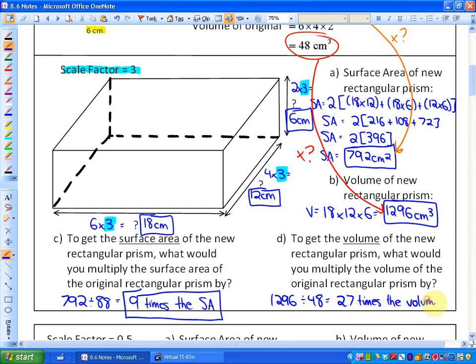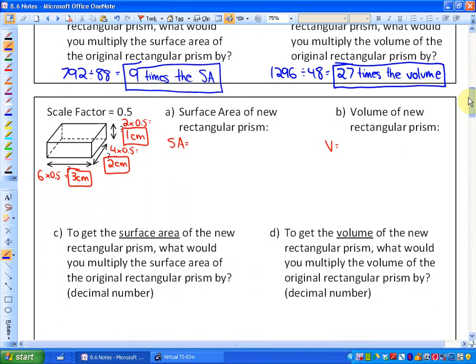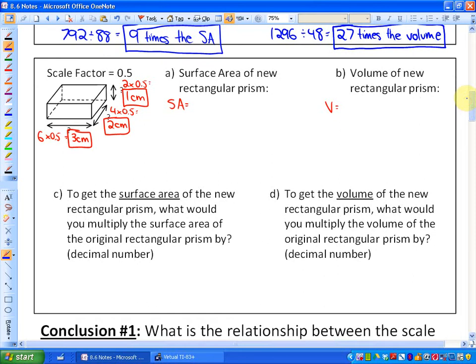Now you may want to make a prediction as far as what the impact of scale factor has on surface area and volume, or what we're going to do in the activity is continue on to the next one and see if we can make some sort of hypothesis or observation. Now what we're going to do in the next one is use a scale factor of 0.5.